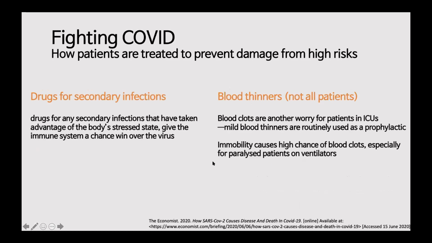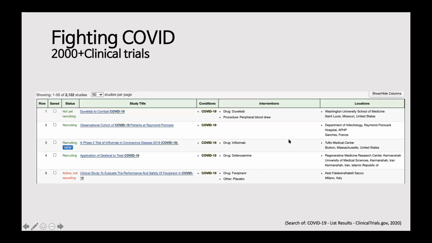Also, there are many clinical trials taking place into fighting COVID. So if you look up clinical trials on certain websites, you can see that there are almost 2,000 clinical studies taking place in various hospitals. So we can also take help from them, even though we're not sure whether they're going to work or not.